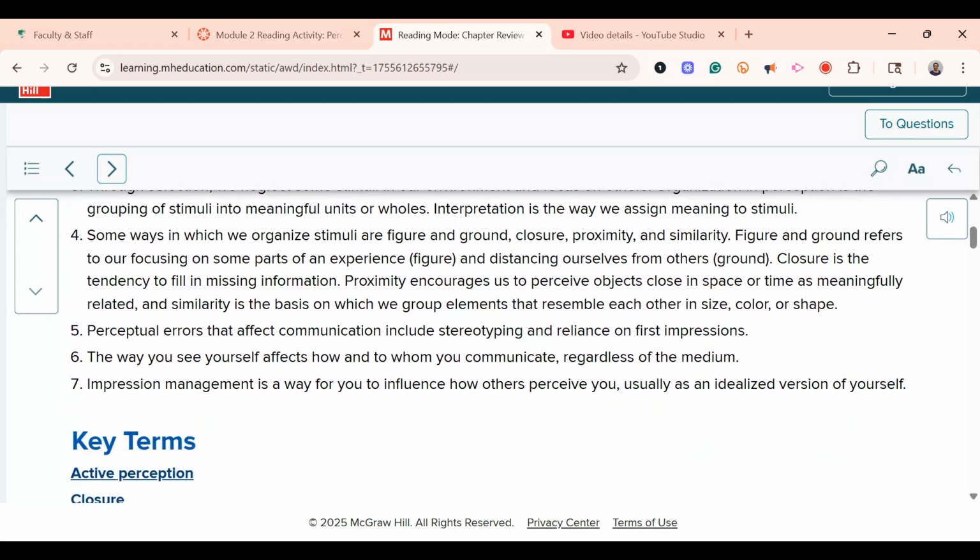Then we may have perceptual errors based on our own stereotyping, our own prejudices. Then think of the way we perceive ourselves and the way others perceive us. That is a quick lecture on perception.